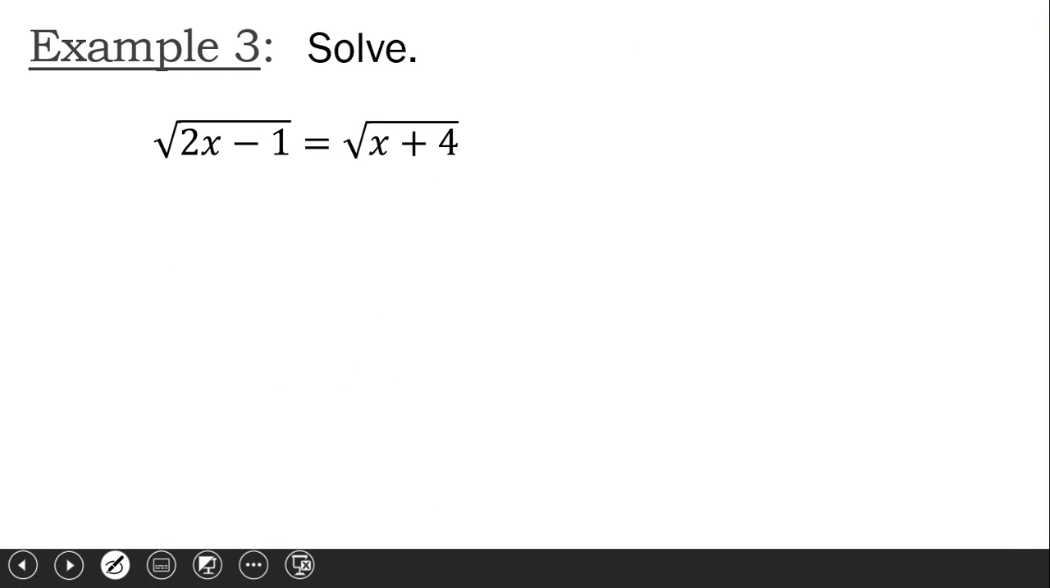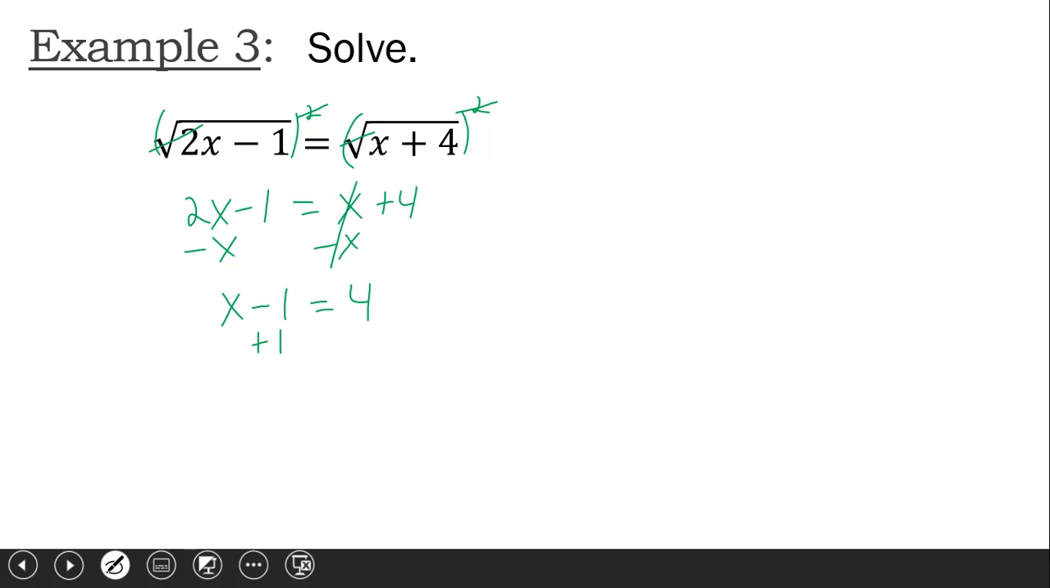Now, in example 3, we've got square roots on both sides. So in this case, we've got to square both sides to start. We square both sides, cancels our roots out, and we're just going to be left with 2x minus 1 equals x plus 4. Well, now you're just solving a basic equation with variables on both sides. Subtract x, that's going to cancel. 2x minus x is going to be x, so we've got x minus 1 is equal to 4. Add the 1 to both sides, and you'll get x is equal to positive 5.